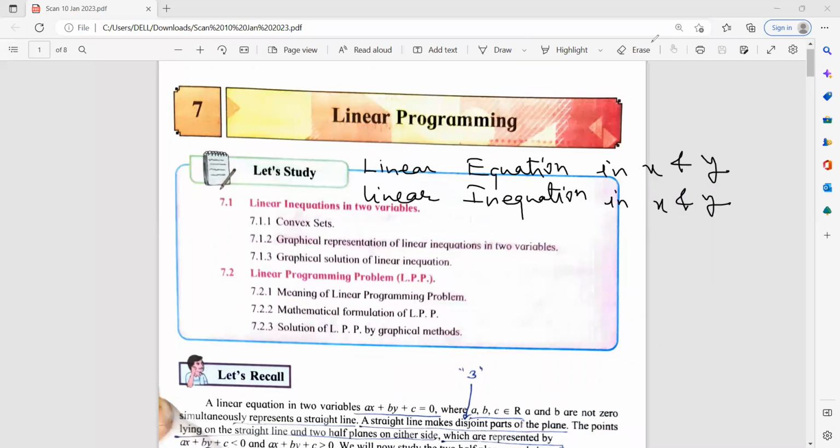If I say linear equation in X and Y, how does it look like? A linear equation in X and Y will look like AX plus BY equal to C. This is a linear equation in X and Y. And you know, a linear equation represents a straight line. If drawn on graph paper, it will represent a straight line.